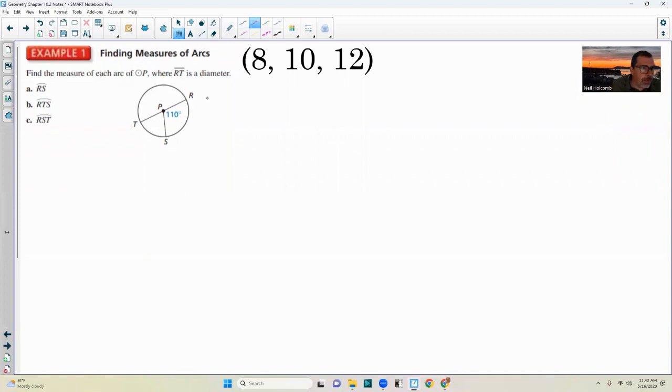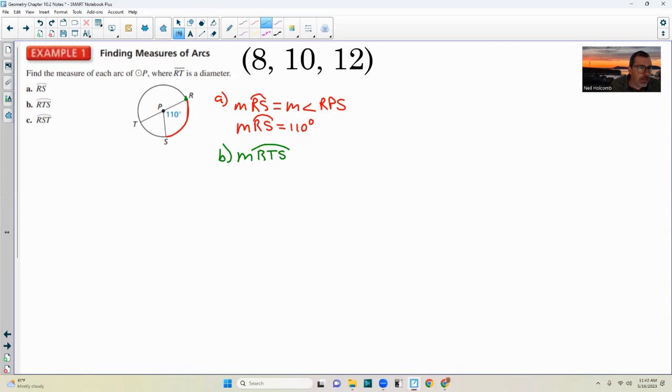The measure of arc RS equals the measure of angle RPS, because here is arc RS formed by that angle, which is 110 degrees. So when I substitute this in, the measure of arc RS equals 110 degrees. The arc is equal to the angle that forms it. Okay, so that's part A. Part B is, what is the measure of arc RTS?